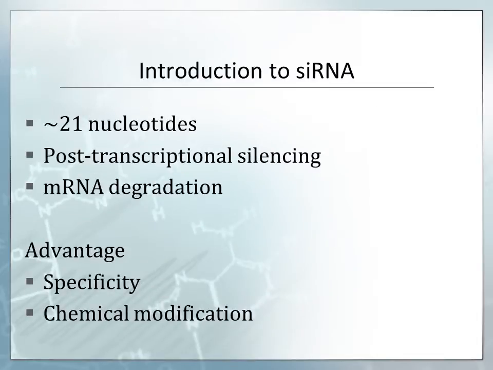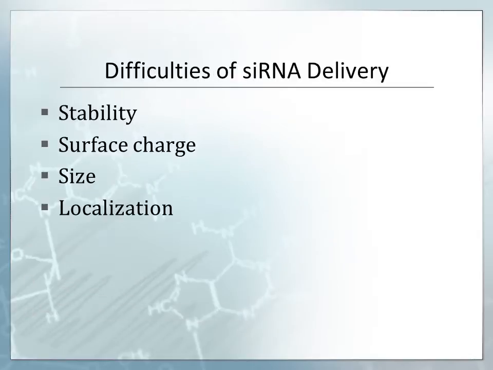So let's talk about siRNA. siRNA is an oligonucleotide which has around 21 nucleotides or base pairs. It could induce post-transcriptional gene silencing, and it leads to mRNA degradation. The advantage of using siRNA is its specificity to target mRNA. It can be used to take out the action of a pathological protein, say a protein responsible for growth and proliferation in cancer. So we can stop or inhibit the cancer from growing. Also, it is easy for chemical modification.